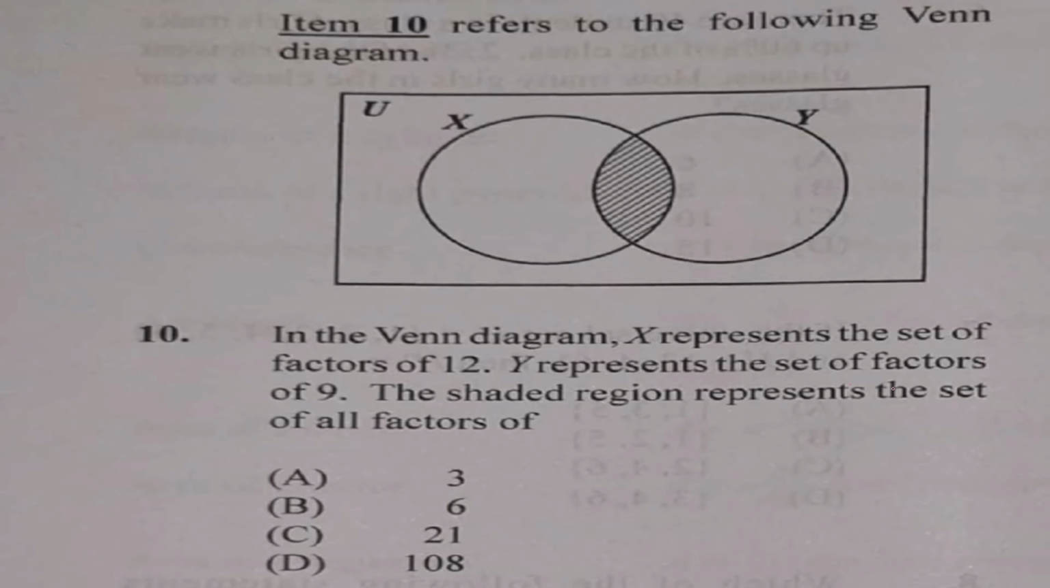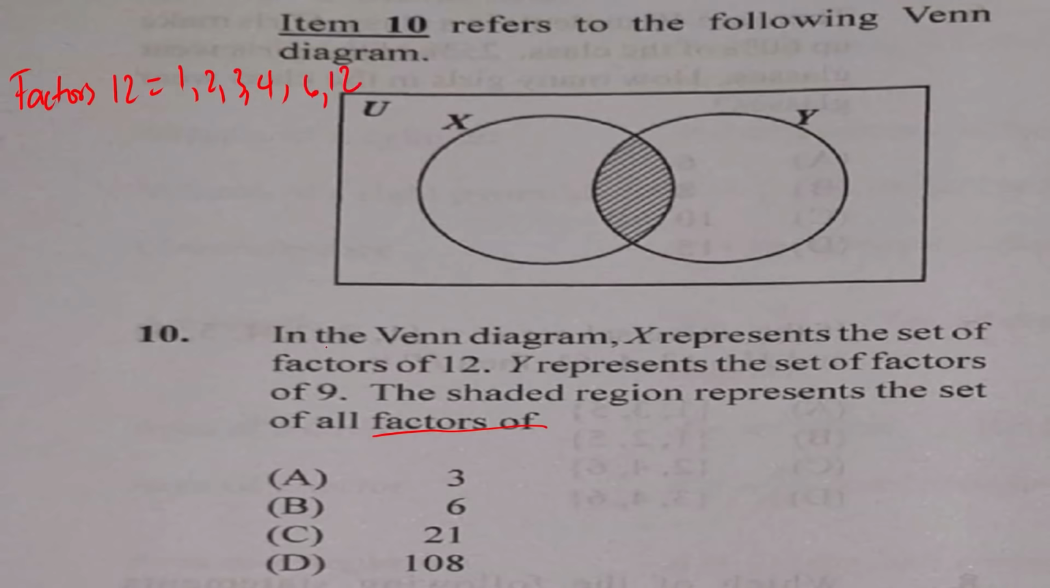The shaded region represents the set of all factors of... Let's look at the factors of 12. The factors of 12 will have 1, 2, 3, 4, 6, and 12.